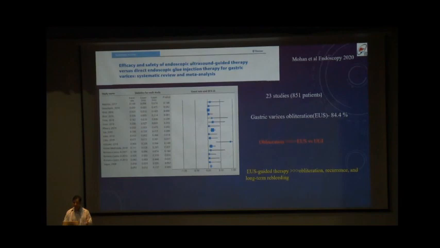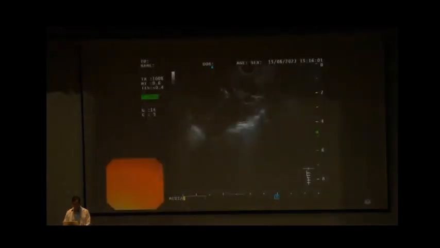There was a meta-analysis which was published, which looked at all the studies which have looked at endoscopic ultrasound-guided therapy versus endoscopy therapy. Again, the conclusion was the obliteration rates were higher with the EUS group. The recurrence was lower, the long-term rebleeds were lower, but the survival continued to remain the same in both groups of patients. So this was a patient who came to us a couple of months back, and this patient had undergone 3 sessions of gastric varicose hemorrhage.